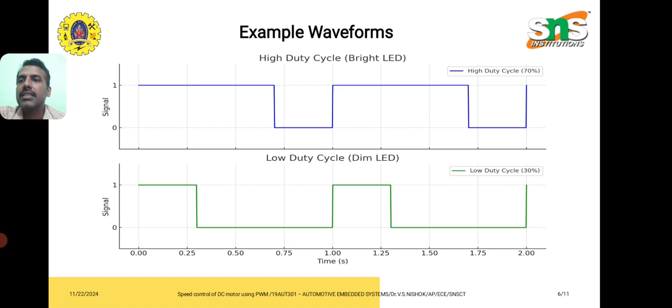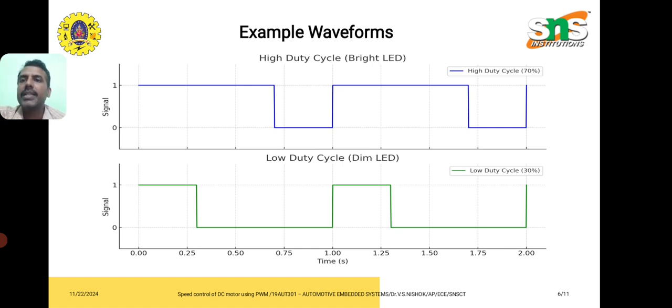Coming to the next, the lower waveform. That is a low duty cycle, mentioned as dim LED. This is because only 30% of the time cycle keeps the power on with the help of this duty cycle, and the remaining 70% is the negative off cycle, so the power will be off. So these are the best example waveforms for the LED example of pulse width modulation, showing how we change the brightness of the particular light emitting device.